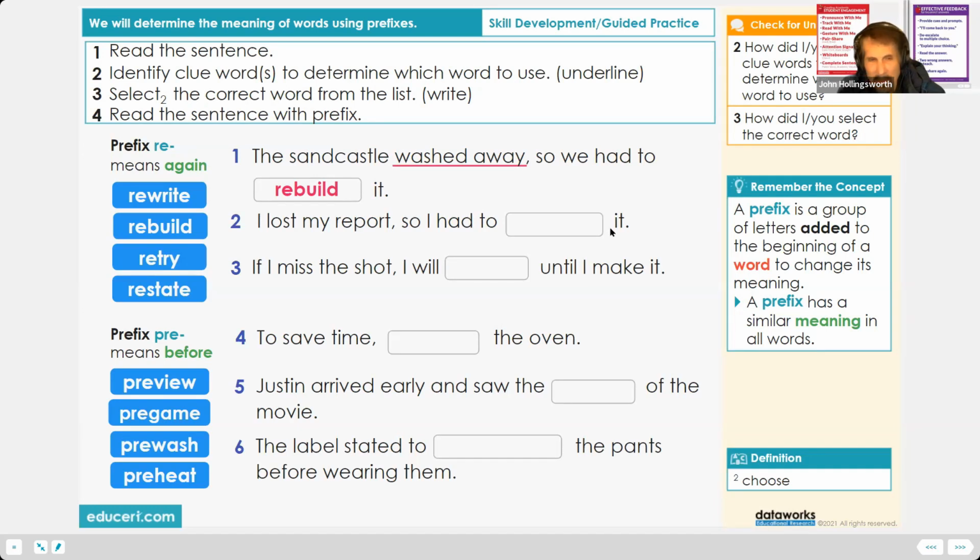Okay, let's have the B's explain to A. What did they put as the clue word and the proper word with the prefix that we're going to have to do again?